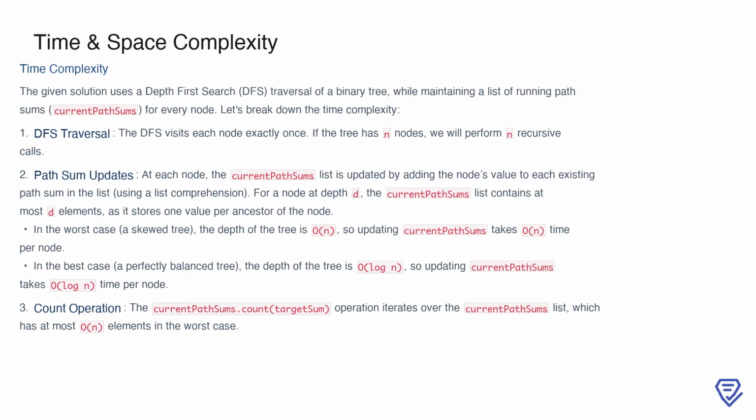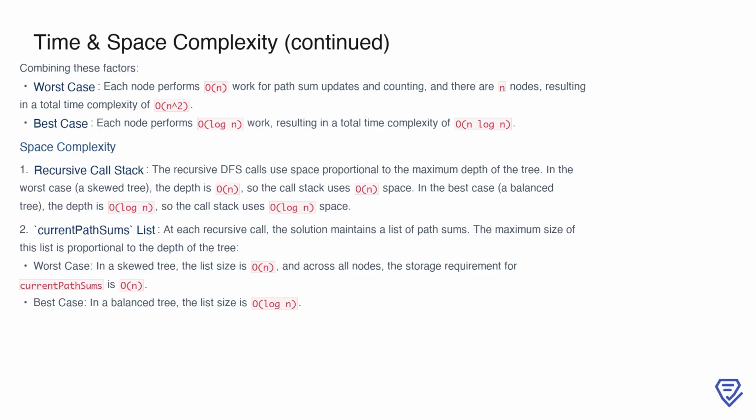Finally, we perform the count operation to check how many sums in the list match the target. This operation iterates over the current path sums list, and in the worst case, it involves O(n) elements. Combining these steps, we can see how the complexity varies depending on the tree structure. Now, combining the factors we just discussed, the overall time complexity can be calculated. In the worst case, each node performs O(n) work for updating the path sums and counting, and there are n nodes, leading to a total time complexity of O(n squared). On the other hand, in the best case of a balanced tree, each node performs only O(log n) work, resulting in a total time complexity of O(n log n).